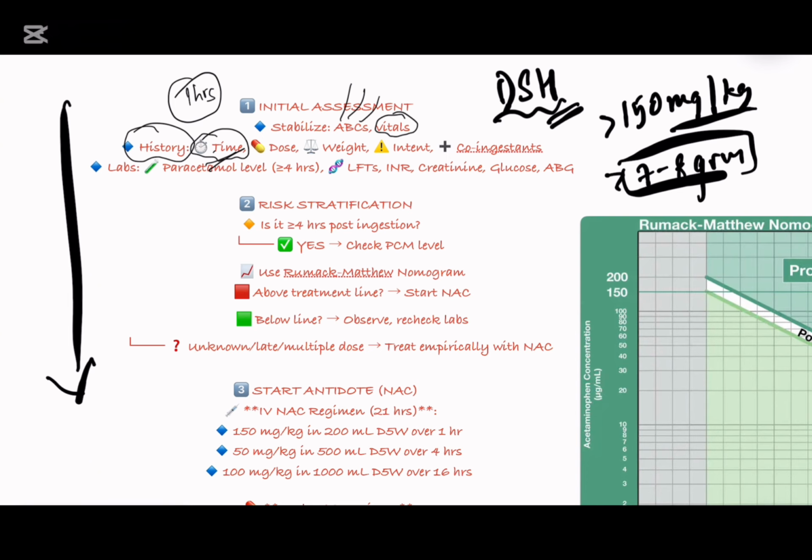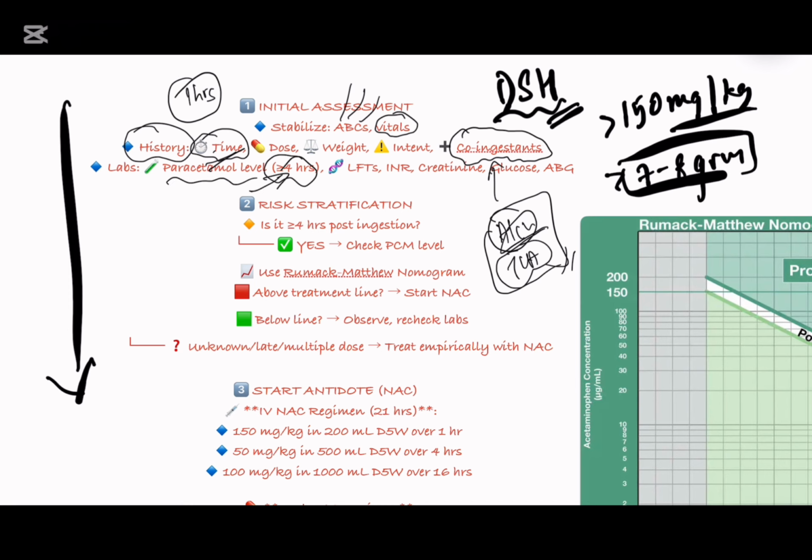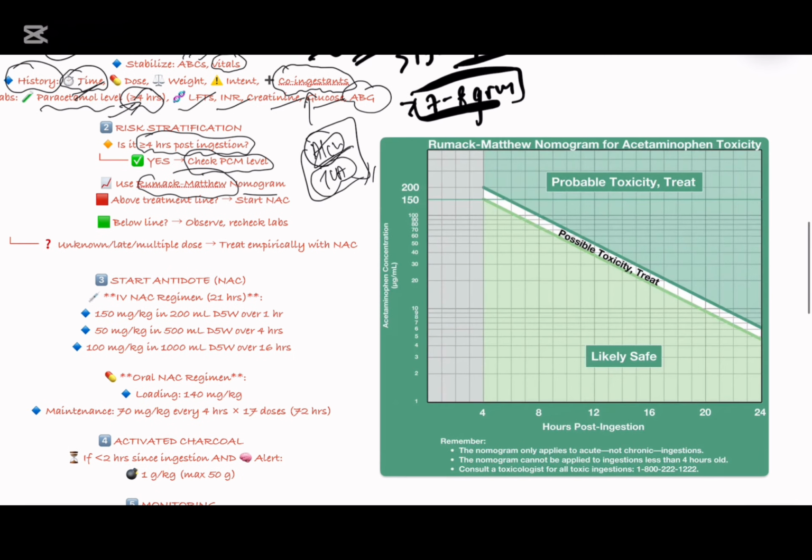And we should check if it was taken with any other drugs, food or alcohol. If it is taken with alcohol or other drugs like TCA, this should be kept in mind. We can check the paracetamol level in the lab if it is more than 4 hours, and we should check the baseline along with LFT, INR, creatinine, glucose and ABG. If it is more than 4 hours post ingestion, then we can check the paracetamol level, and we can use the Rumack-Matthew nomogram for the initiation of the antidote for paracetamol overdose.